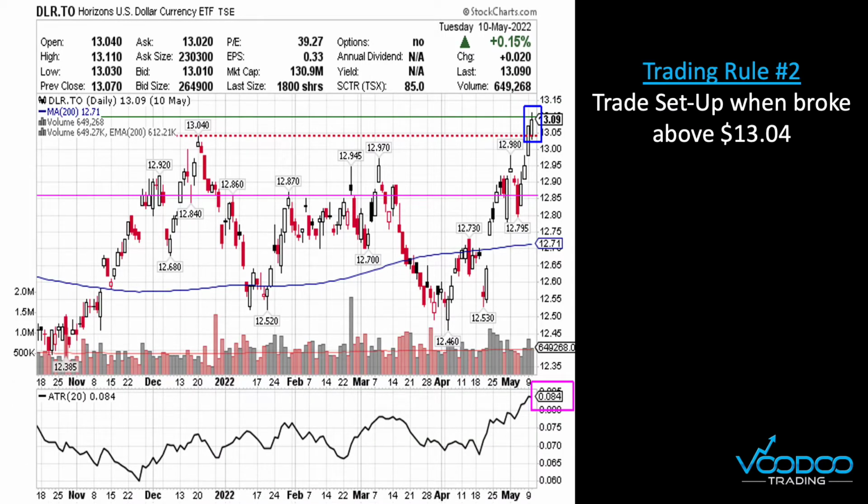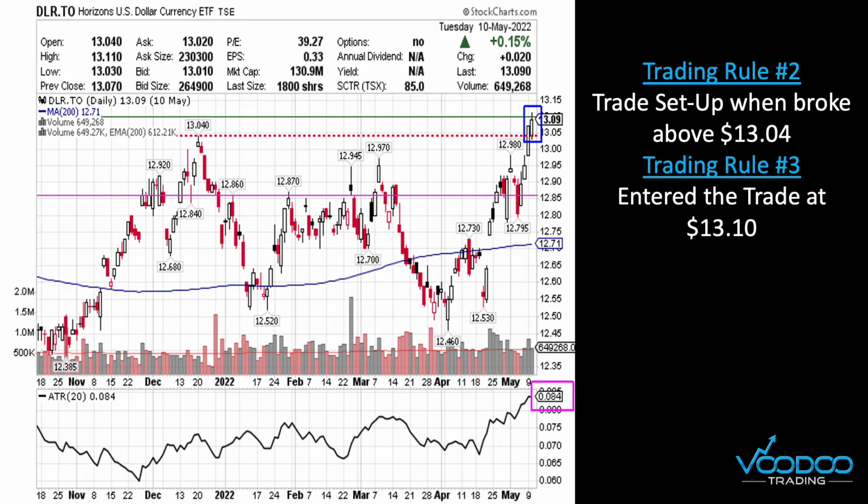In the previous video, we described in detail how our trading rules got us into the US dollar trade. Let's go through a quick overview of that trade. The trade set up when the US dollar ETF broke through the previous high of $13.04. The setup was shown by the red dashed line on this chart. Our buy stop order was hit when the upward trend continued and our $13.10 buy stop order was filled. This is shown by the green line in the chart.